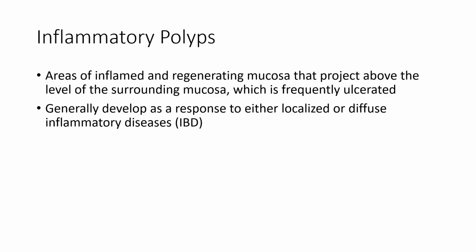Inflammatory polyps usually occur in patients with inflammatory bowel disease, such as ulcerative colitis and Crohn's disease. Patients with inflammatory bowel disease usually have inflamed colonic mucosa with ulceration. And in the intervening non-inflamed mucosa, these areas can become inflamed and can undergo regenerative hyperplasia, creating a polypoid appearance. So there will be a polypoid mucosa that is inflamed and it projects above the surrounding mucosa, which is usually ulcerated. So it's like a polypoid mucosa that is inflamed.